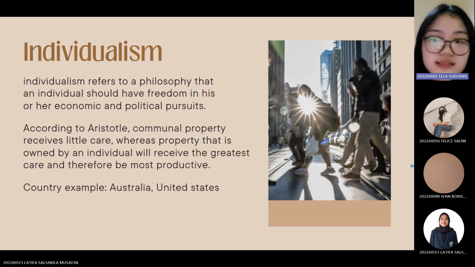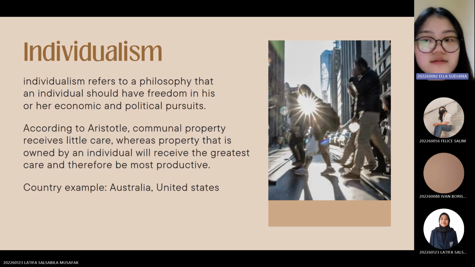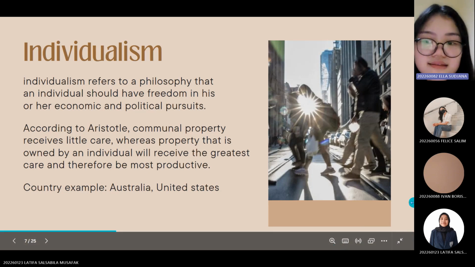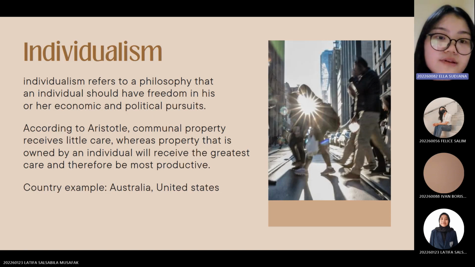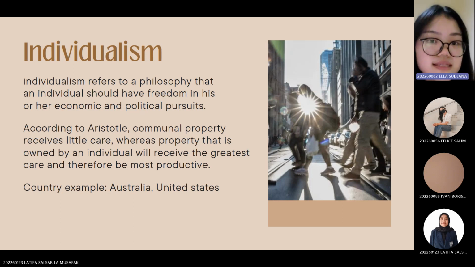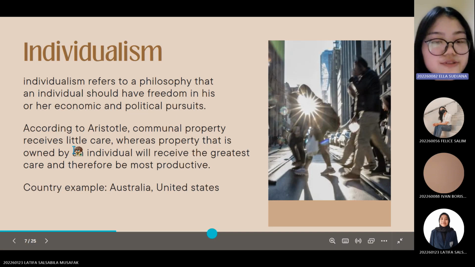Next, we have individualism, which is the opposite of collectivism. Individualism itself refers to a philosophy that an individual should have freedom in his or her economic and political pursuits. In contrast to collectivism, individualism stresses that the interests of the individual should take precedence over the interests of the state. According to Aristotle, communal property receives little care, whereas property that is owned by an individual will receive the greatest care and therefore be the most productive.